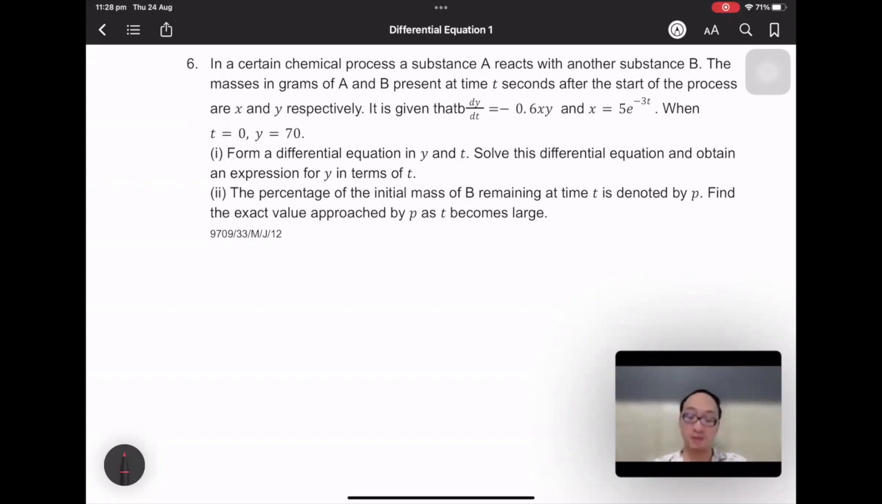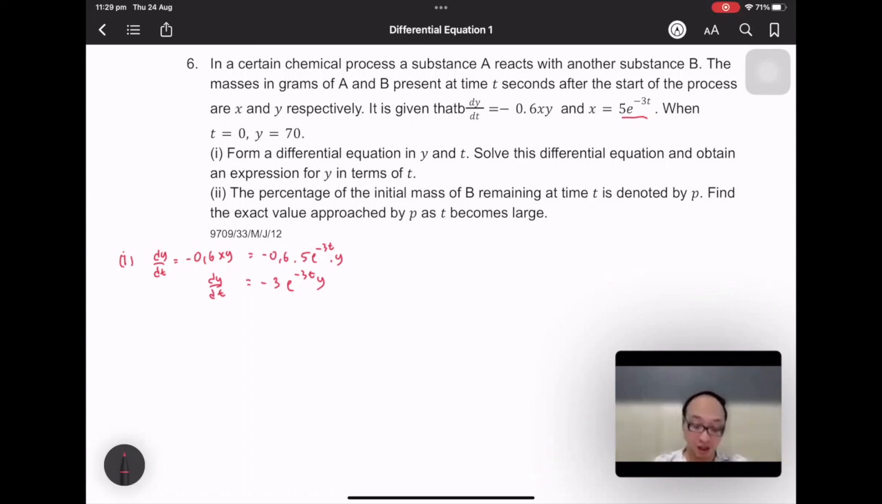So for the first one, we know that dy/dt is equal to negative 0.6xy, while x equals 5e to the power of negative 3t. So I can change it to negative 0.6 times 5e to the negative 3t times y, so equals negative 3e to the negative 3t y, which equals dy/dt. So this is the differential equation, and then we have to solve this.